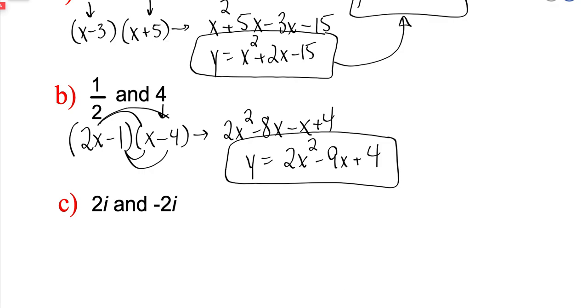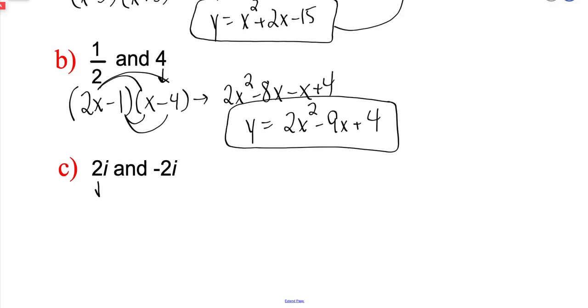Okay? So C, I want you to try to do this one on your own and then come back for the solution. You're just putting the 2i and the negative 2i into the parentheses with the x just like we've done on the last two. But remember, i squared turns into negative 1. So go ahead and give that one a shot.